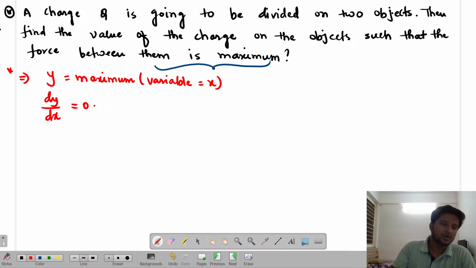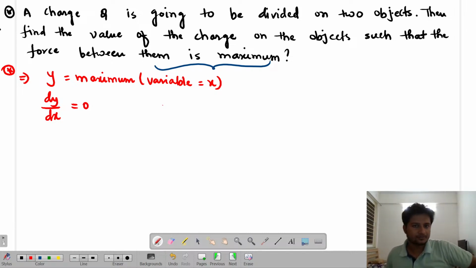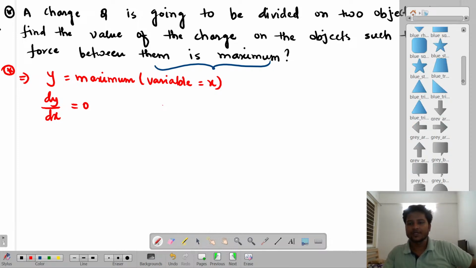This is the way I'm going to do it, because after this step we can find d2y by dx square, and if it is less than 0 then the function is maximum, or otherwise minimum. Is that clear or not? Okay. So the process involves these steps: first put dy by dx equal to 0. So here it is saying that I have two different objects.